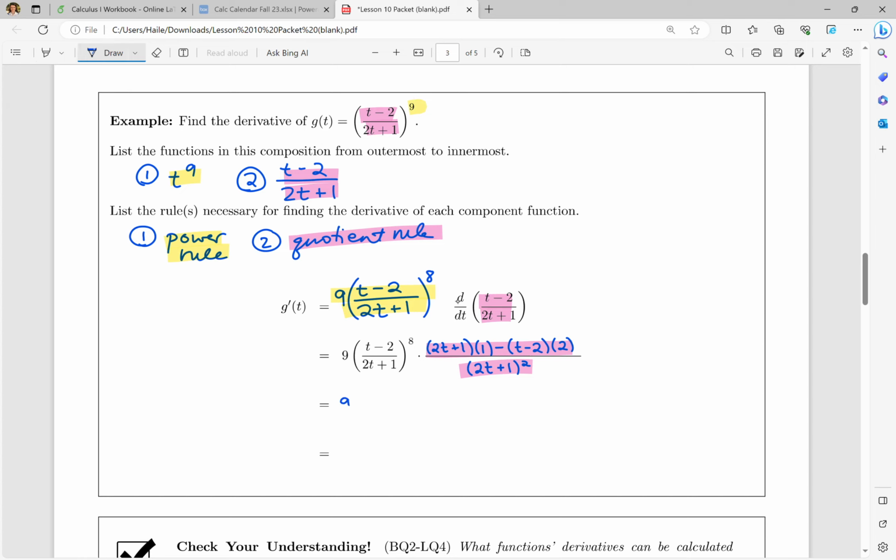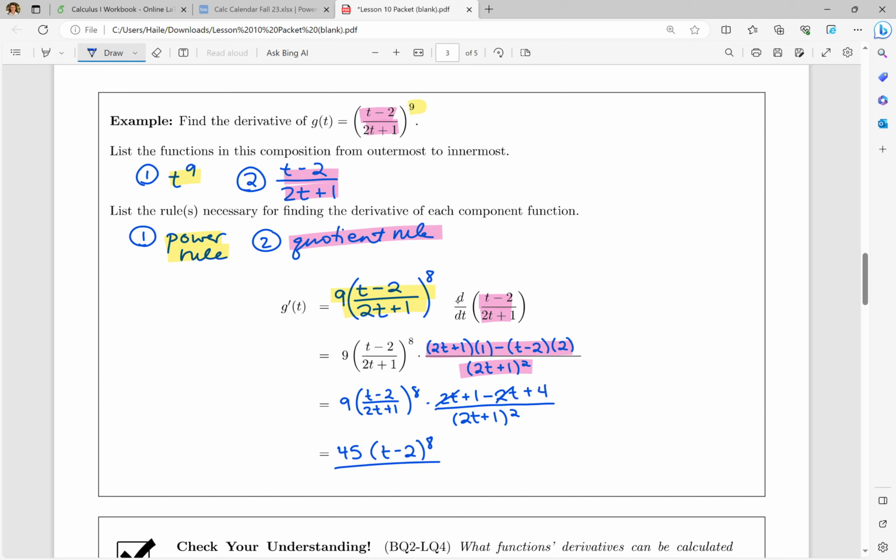Okay, so to simplify this, I'm going to really worry about that big quotient rule thing over there. So this first part I'm going to keep the same in this step, and I'm going to work on distributing the top of that fraction. So we have 2t plus 1 minus (2t plus 4) all over (2t plus 1) squared. Now the 2t's cancel out here, and so I end up with 5 on the top of the quotient rule fraction. So 5 times 9 is going to give me 45 times (t minus 2) to the 8th.